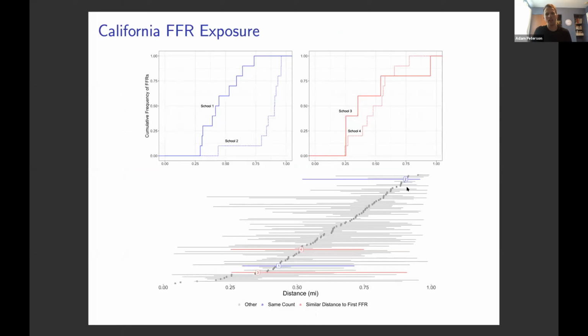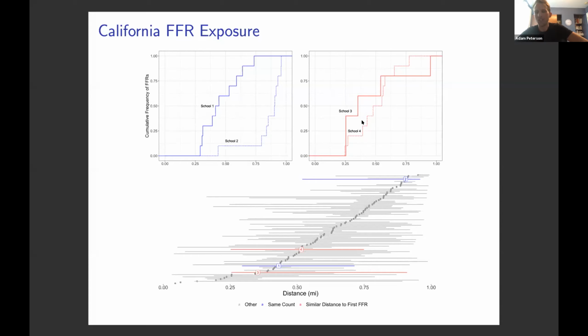Let's first take a look and see if there's anything like those hypothetical schools I mentioned at the very beginning. We can see that there are schools like School 1 and School 2 that have a similar number of fast food restaurants. These both have about 10 fast food restaurants. But as you can see, School 1 has a lot more fast food restaurants closer to the school than School 2. You can also imagine you might just use the distance to the closest fast food restaurant as an ad hoc measure.